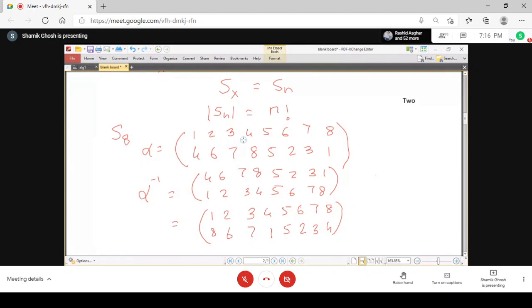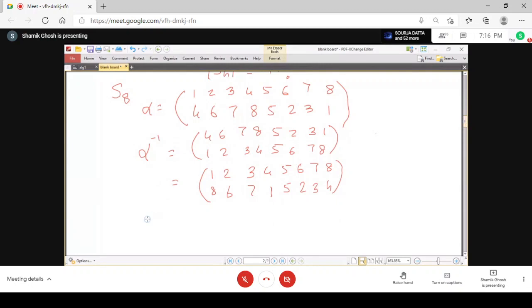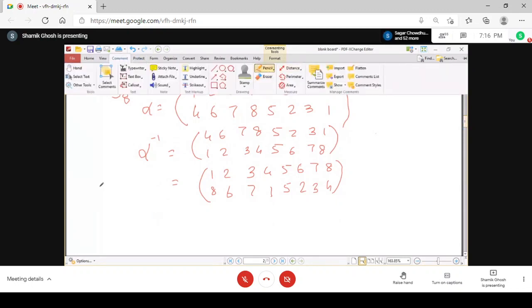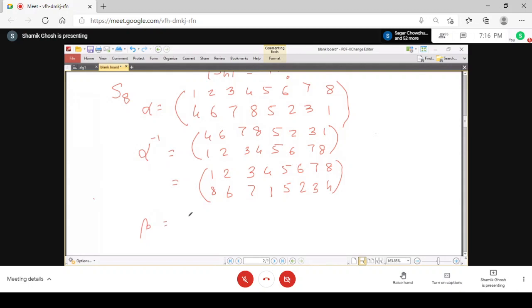Now let us see how we can compose these. Suppose we have another mapping, say beta, and suppose we represent beta in this way: 6, 8, 4, 5, 2, 1, 3. What is remaining here? 7. So 7, suppose. So how can we get the element alpha beta?